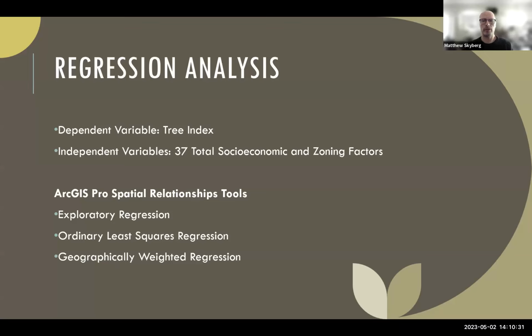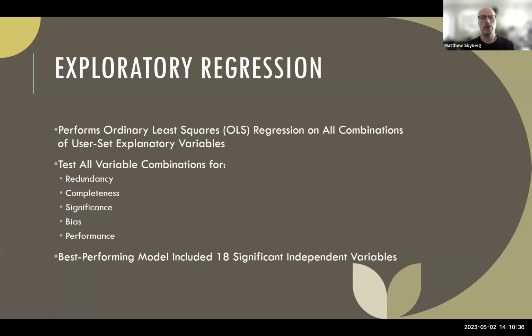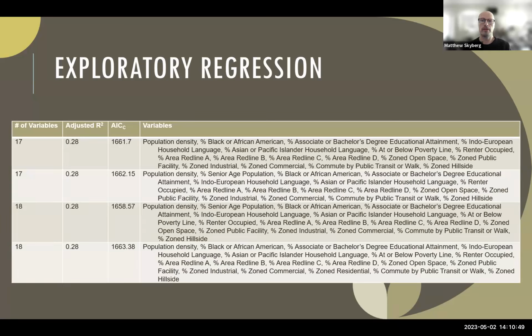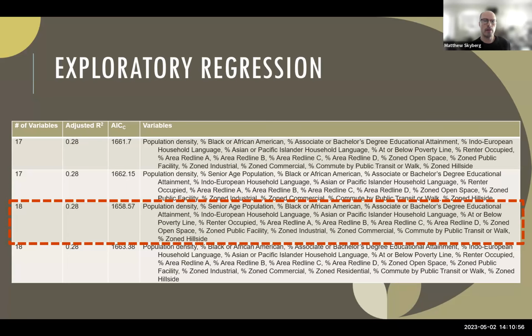ArcGIS Pro spatial relationship tools were used in regression analysis. Exploratory regression uses ordinary least squares regression on all combinations of the independent variables specified and performs tests to determine the best performing model. Through this, exploratory regression identified 4 best performing models that scored nearly equal on the fitness test. And the model with 18 variables that had an AICc more than 3 points lower than the next best performing model was chosen for ordinary least squares regression.